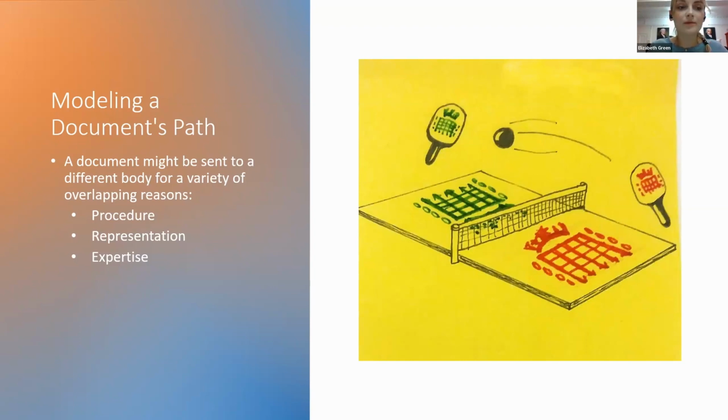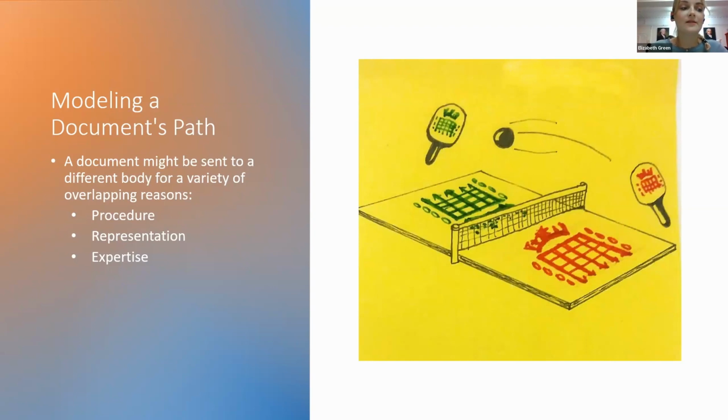These might be procedural. So usually the rules of a negotiation will set out a path that the document needs to take through the structure of the negotiation. And often the document or documents written by the negotiation will need to be formally approved by different bodies in a specific order in order to be considered legitimate.